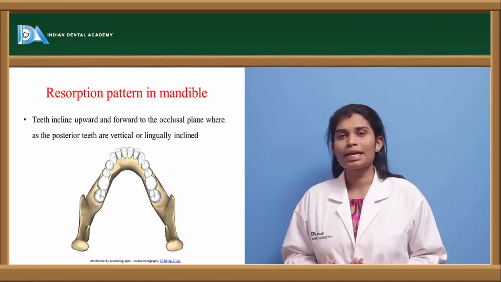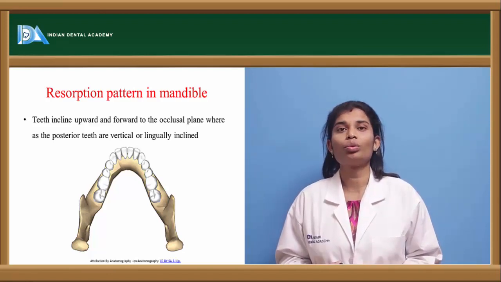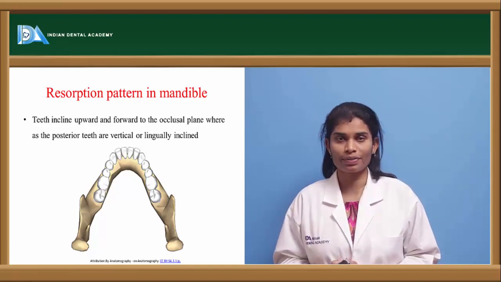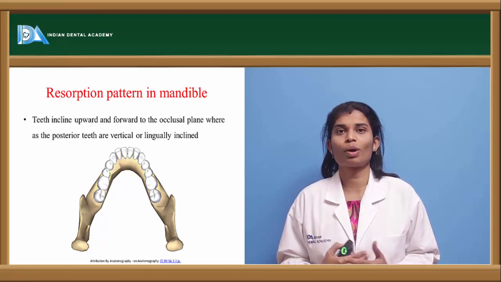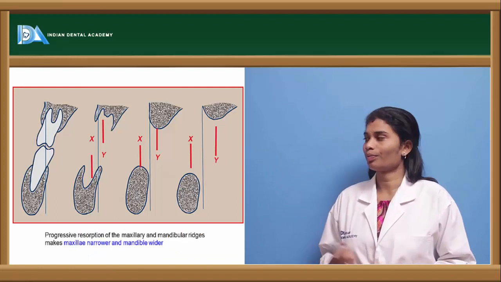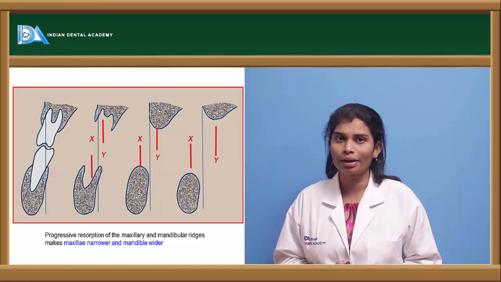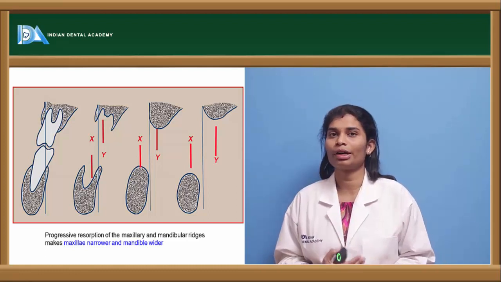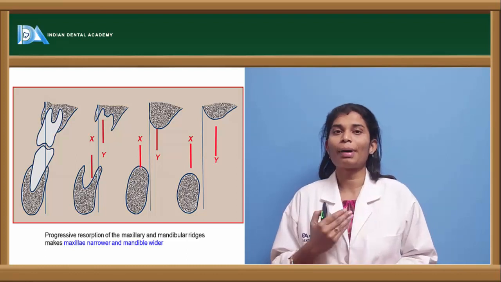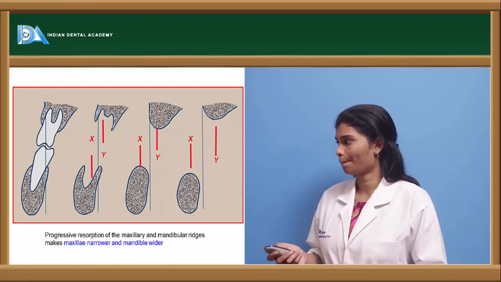Coming to mandible, as teeth incline upward and forward, bone resorption will happen outwards and downwards, leading to increase in the perimeter of the mandible. In the sense, the lower jaw looks wider as there is resorption taking place. So this will lead to a condition where maxilla is smaller and mandible gets wider and wider, and this will lead to development of habitual class 3, where there is anterior rotation of mandible and mandible is positioned forward when compared to the midline of maxilla.